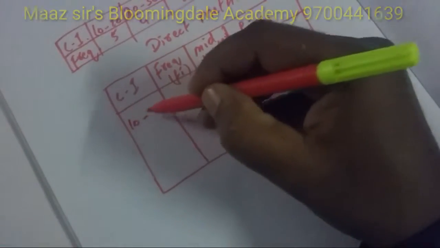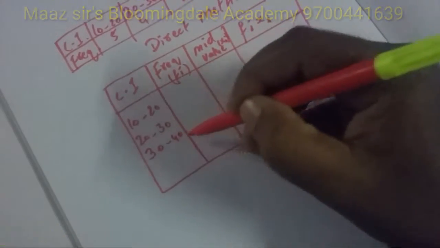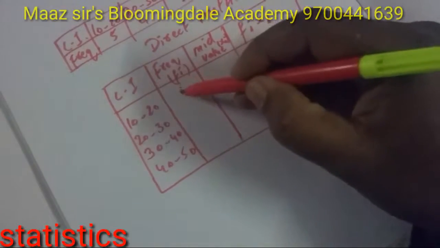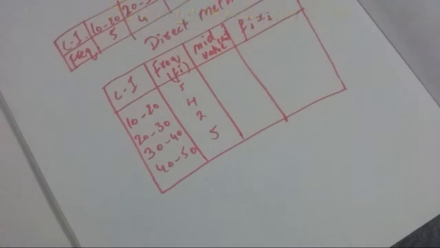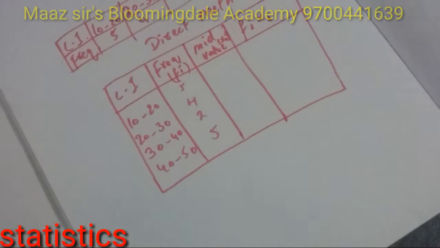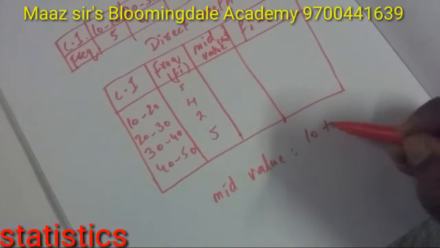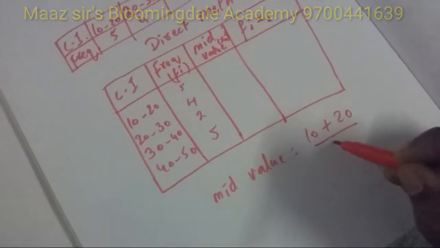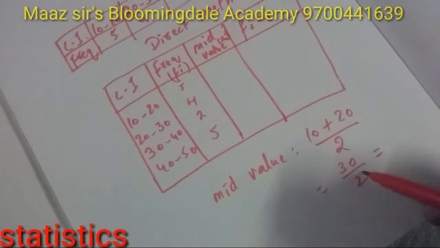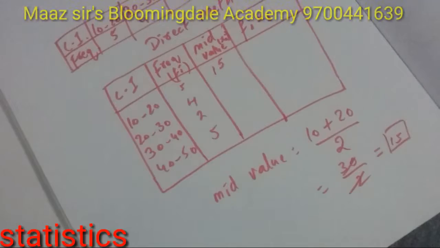First of all, you have to write all the class intervals in the first column. In the second column, that is your Fi or frequency, you have to write the frequency values. And the next column is your mid value. How to find out the mid value? You have to add the lower boundary and the upper boundary, and you have to divide it by 2. So you will be getting 30 by 2, that is nothing but 15. So you have to write the value of this Xi here.